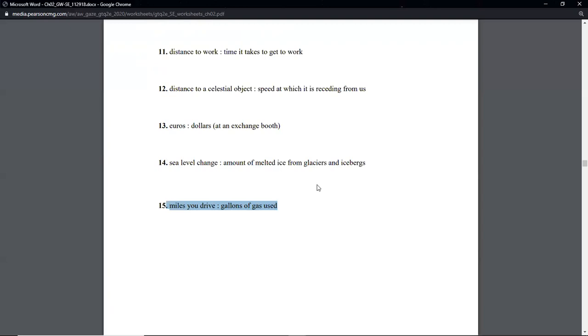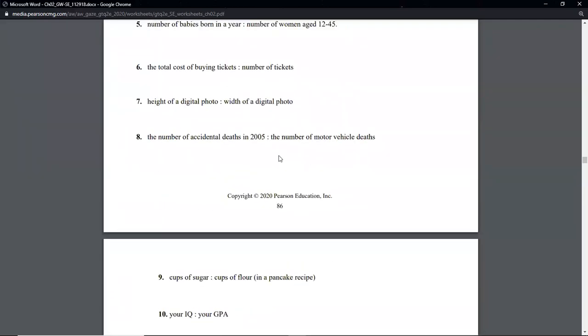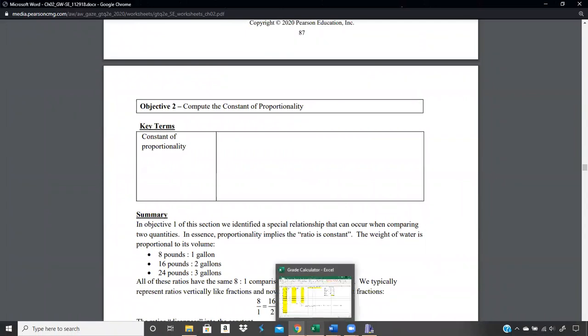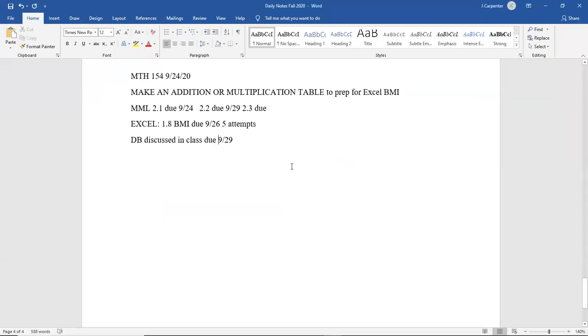Don't think about interstate driving versus city driving versus someone slamming on the accelerator versus someone using their single toe just barely hitting the accelerator. Keep it simple. Keep these scenarios simple. All right, so that is your discussion board, page 86 and 87, questions 2 through 15. Page 86 through 87, 2 through 15.